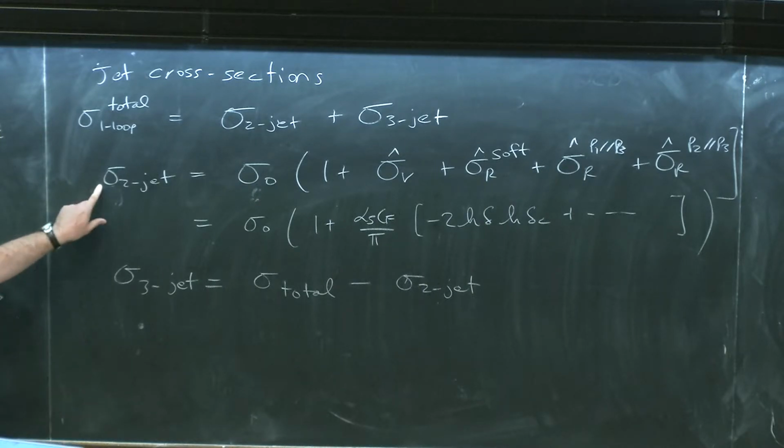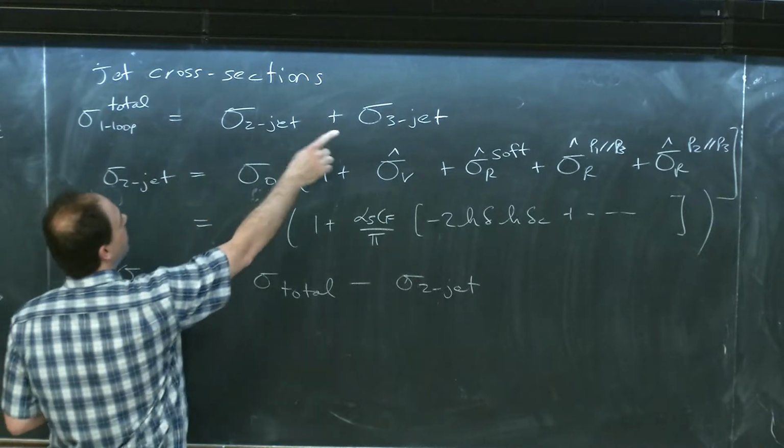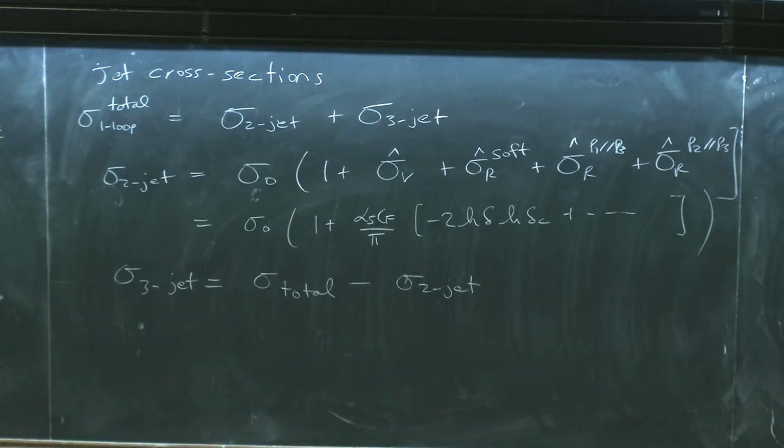Now, it should be noted that these are exclusive jets. I'm really dividing up the events into 2 jets and 3 jets, and I'm asking for the total number of 2-jet and total number of 3-jet events. Okay, I've just made a simple binning of the cross-section into 2 pieces.